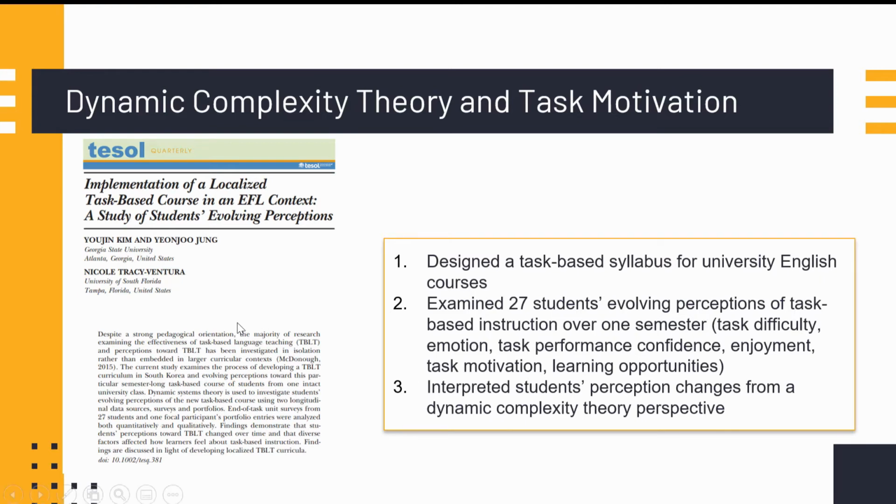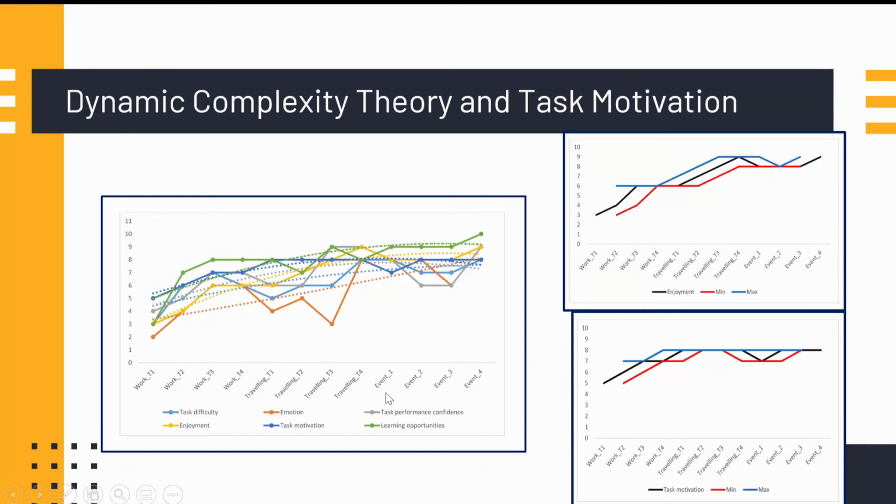And in one of my articles with co-authors, we designed a task-based syllabus for university English courses. We examined 27 students' evolving perceptions of task-based instruction over one semester. So we created this task-based syllabus and kept tracking students' motivation change or perception change. And we called these six systems subsystems of students' perception, and task motivation was one of them. And we interpreted students' perception from this dynamic complexity theory perspective. So just a very simple summary of the findings.